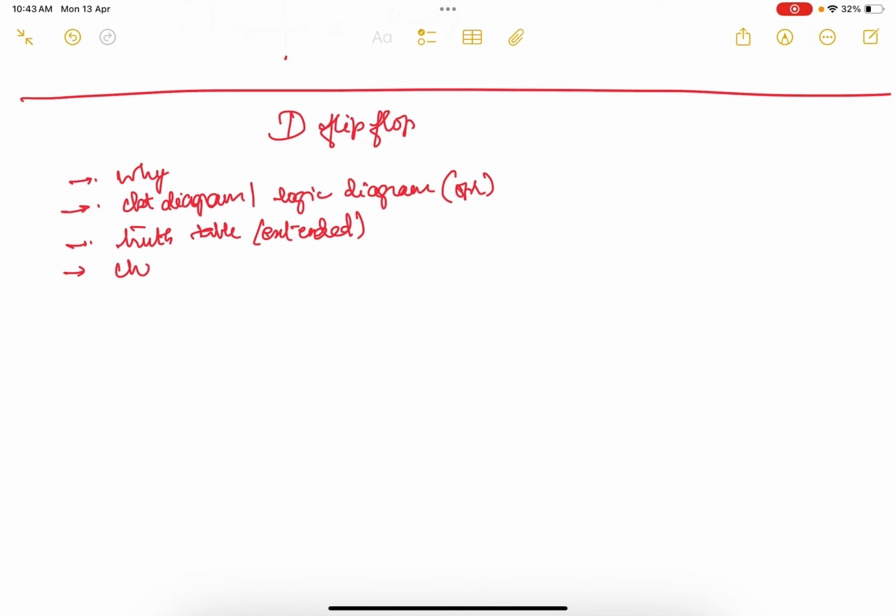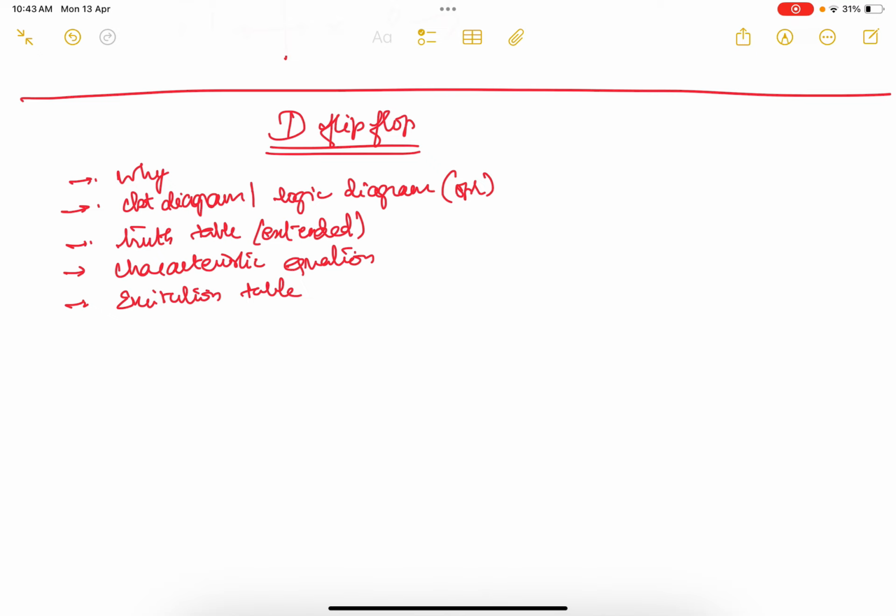So the third thing here is the characteristic equation, and finally the excitation table. Clear? So these are the things that we are going to see with respect to D flip-flop.